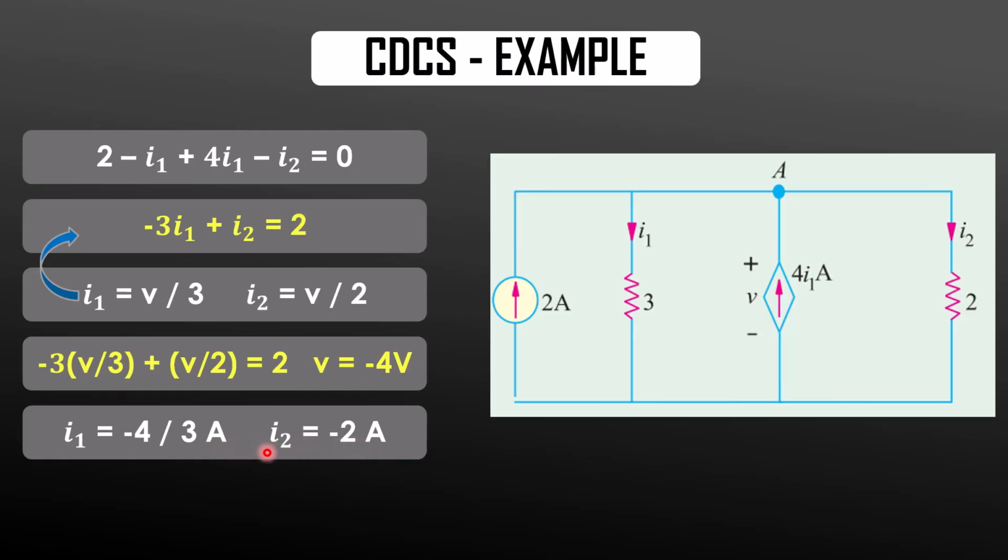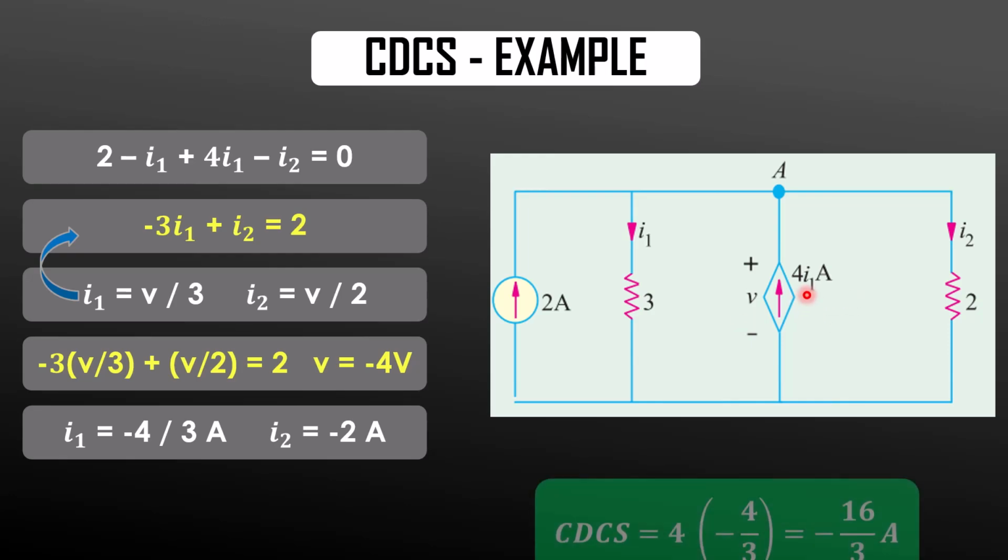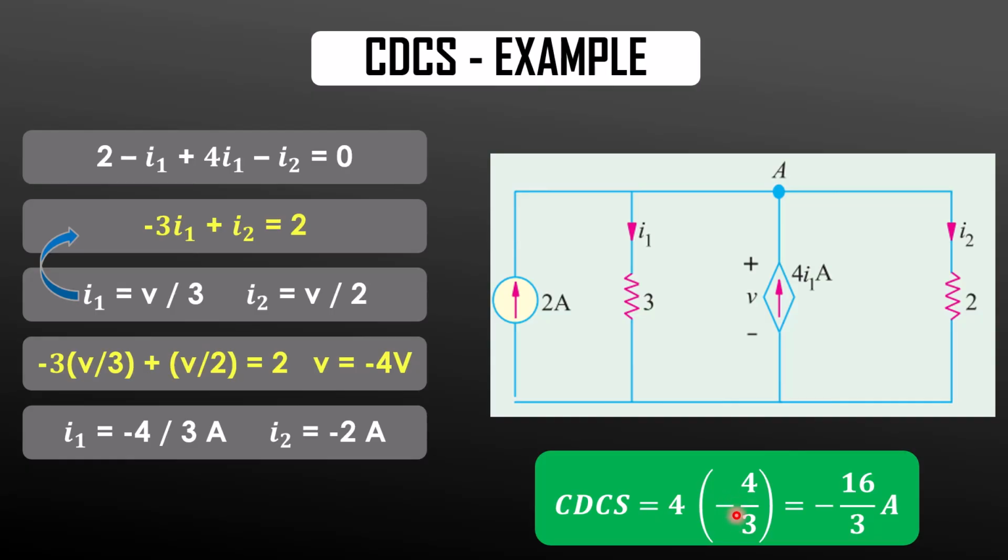So these are our circuit currents, and now we will find out the value of this current dependent current source, which is equal to 4I1. Putting the value of I1, which is minus 4 by 3, the value of this current source comes out to be minus 16 over 3 ampere. This minus indicates that the initial current direction will be opposite in the actual circuit. So this is how you can compute the value of dependent sources.